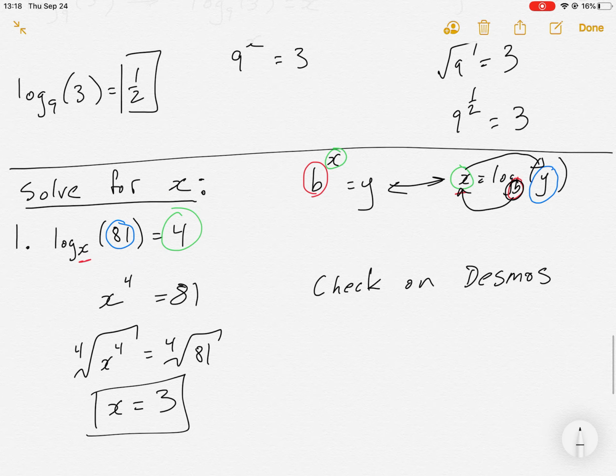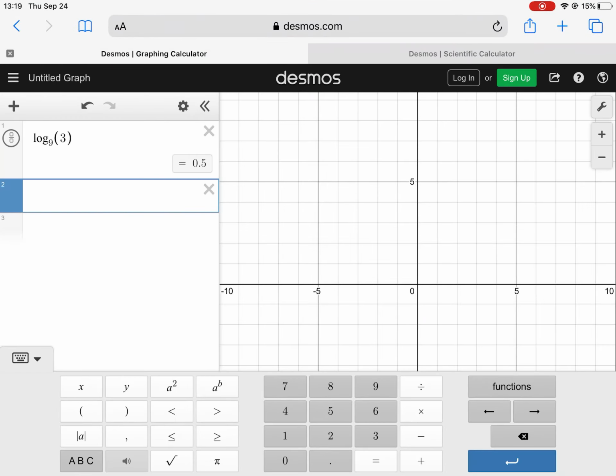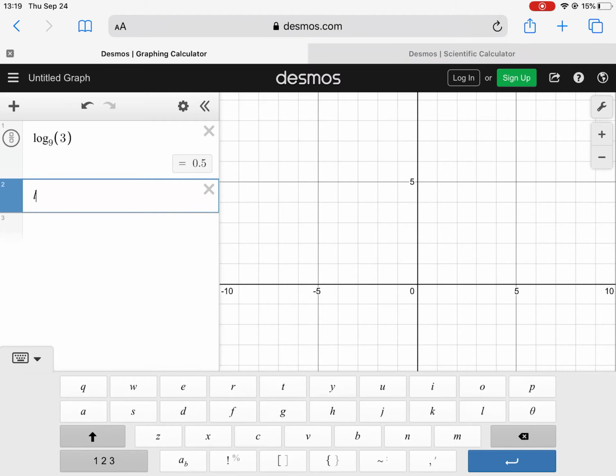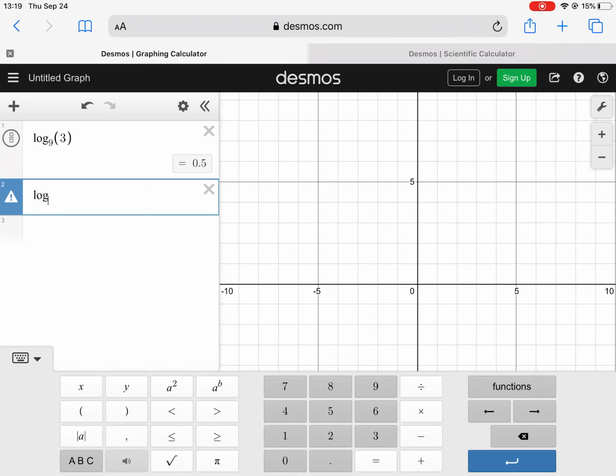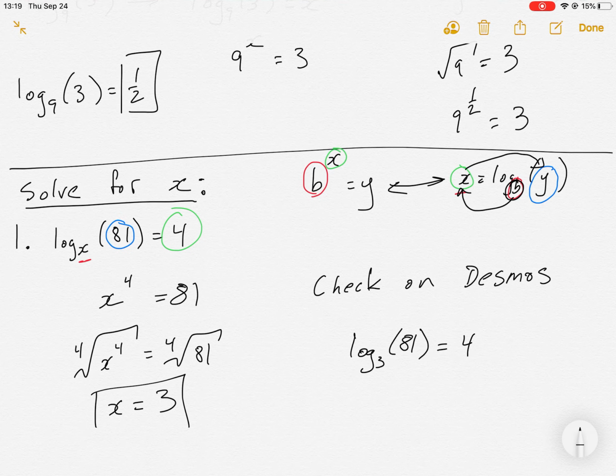So this is just a chance for me to remind you all about what I just showed you. So we're kind of wondering log base 3 of 81. We want to make sure that this does in fact equal 4. So you go on Desmos here, graphing calculator. We're going to go log with the base button in the bottom right, base 3 of 81, and it does in fact equal 4. So we did it correctly.